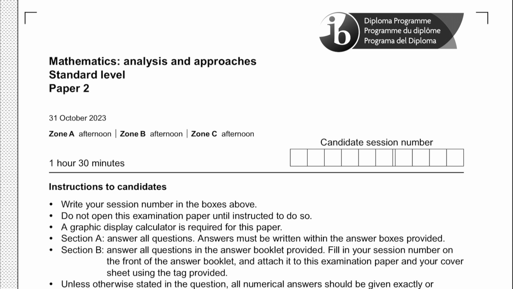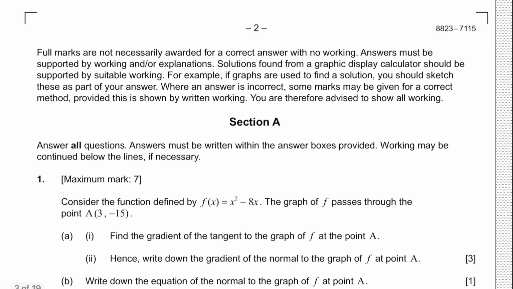Today's video, we will be discussing the November 2023 Tangent 2 Math AA Essay Paper 2. So question number 1 of section A, as you can see, is worth a total of 7 marks, and this is from the topic 5 calculus section.